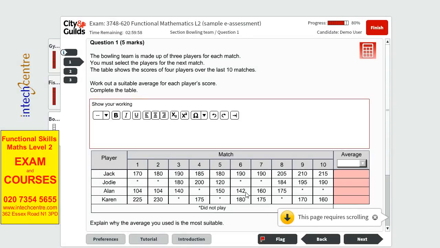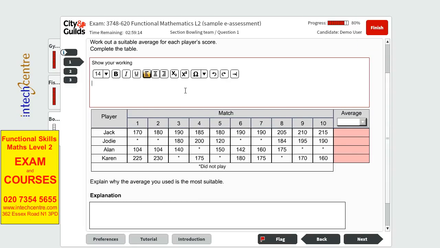The bowling team is made up of 3 players for each match. You must select the players for the next match. The table shows the scores of 4 players over the last 10 matches. Now, in the first one, we can see Jack here. He's done all of the 10 matches. We can pick the mean or the median, whichever one you think is more suitable. You can go ahead and pick that one. I don't know which one to do. I usually do both, but in this case I think I will go for the median maybe.